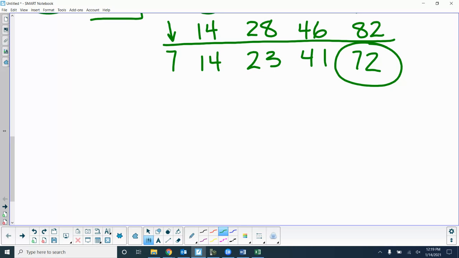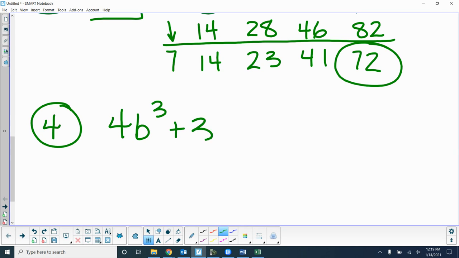Okay. Factoring. Come on, let's stay focused.